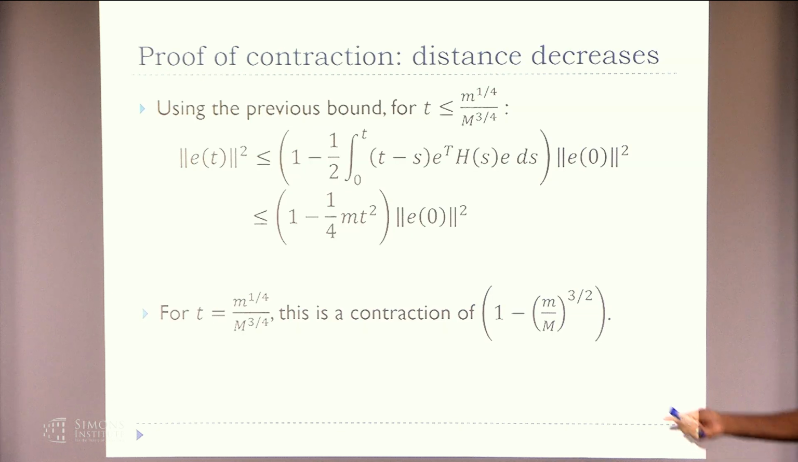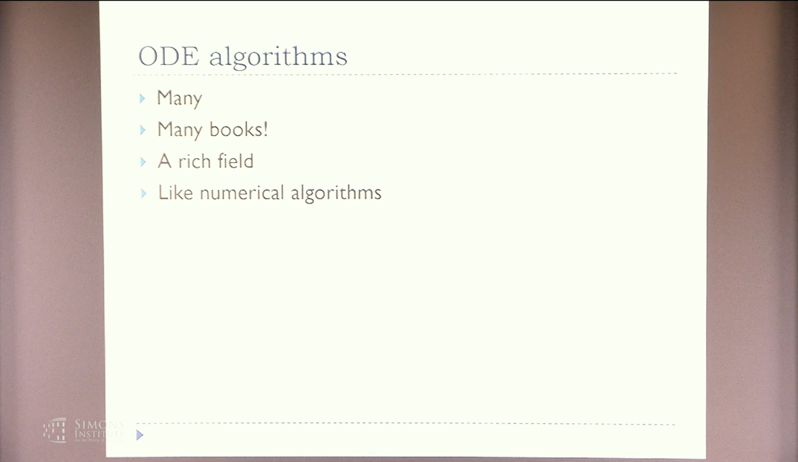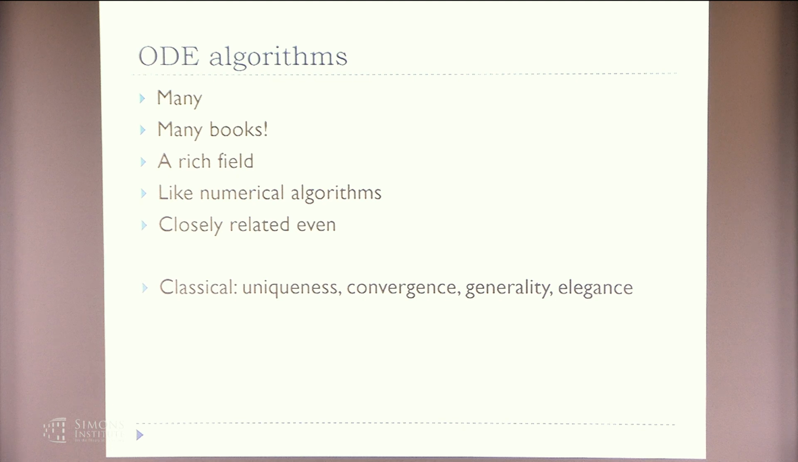Okay, so that was motivation for why we want to do this kind of ODE, both in analysis and in algorithm. Now this is a huge literature. I think it's about comparable to randomized numerical linear algebra for matrices and solving linear systems and so on. There are many books. It's a rich field, like numerical algorithms, closely related also, as you'll see, and as I'm discovering. And the classical results are about uniqueness, about convergence, no matter where you start and for how long, very general and lots of really clean things.